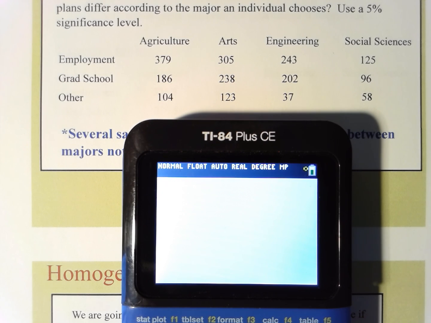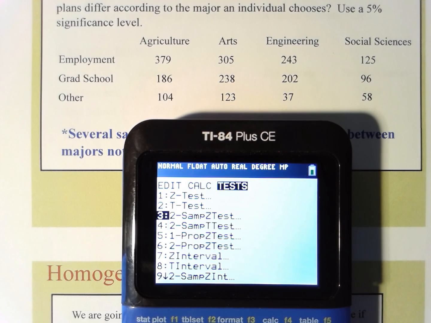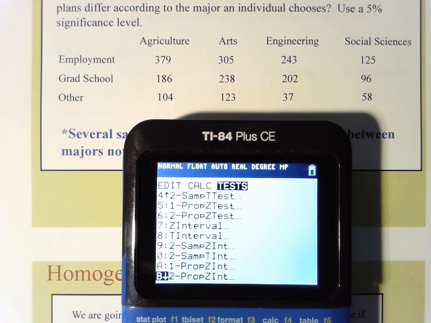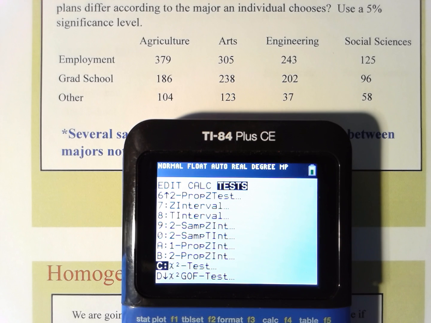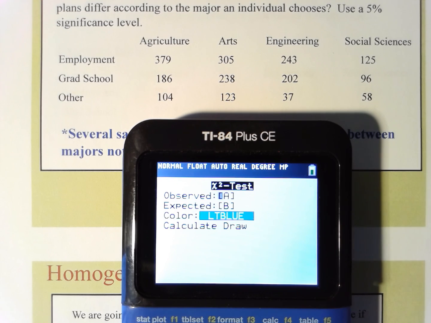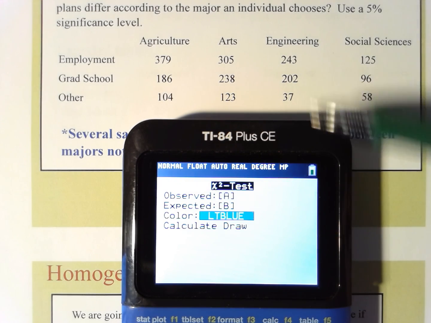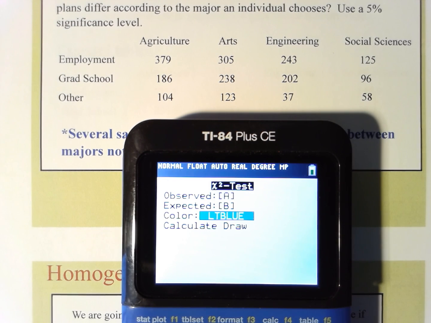I'm going to hit stat tests because it's asking a question. Do we have evidence of this? I'm going to head down here to the chi-squared test. There it is. I tell it my observed, what we observed in this sample right here is in A. When we calculate it, I want you to put the expected in B. I calculate, and there I have it.